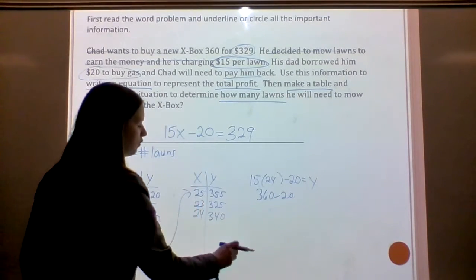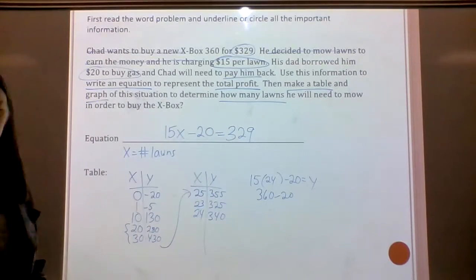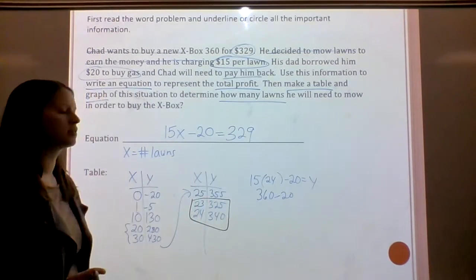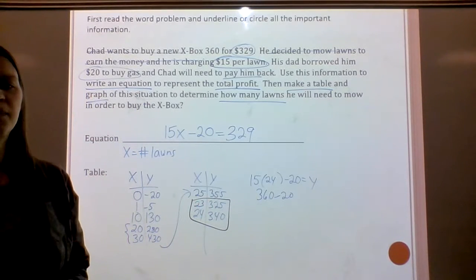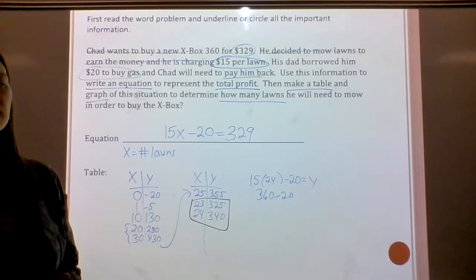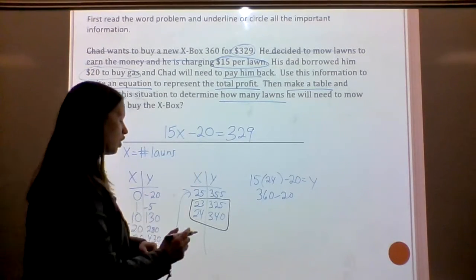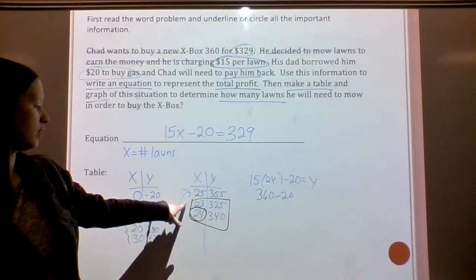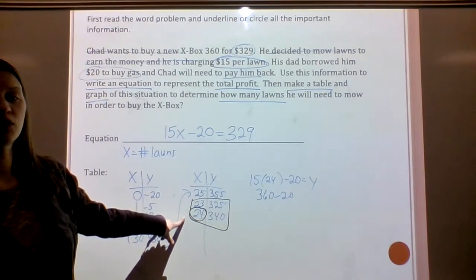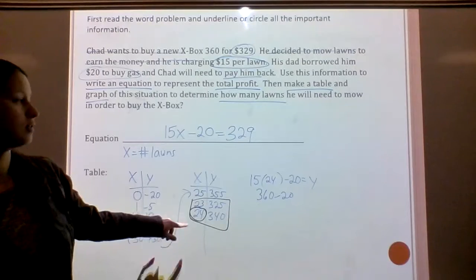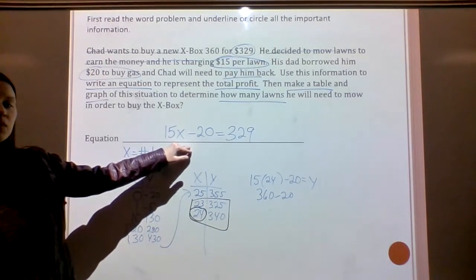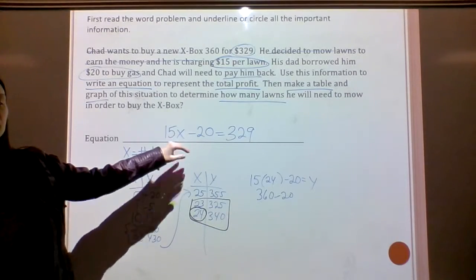So right here, what we've learned is that somewhere between 23 and 24 lawns, he makes enough money. If we're mowing lawns, they're probably not going to pay us to partially do the job, which means we have to go with the higher number. This 23 is not going to be enough money, so 24 would be how many lawns he needs. Coming back to our equation, let's solve that and see if we get the same result.